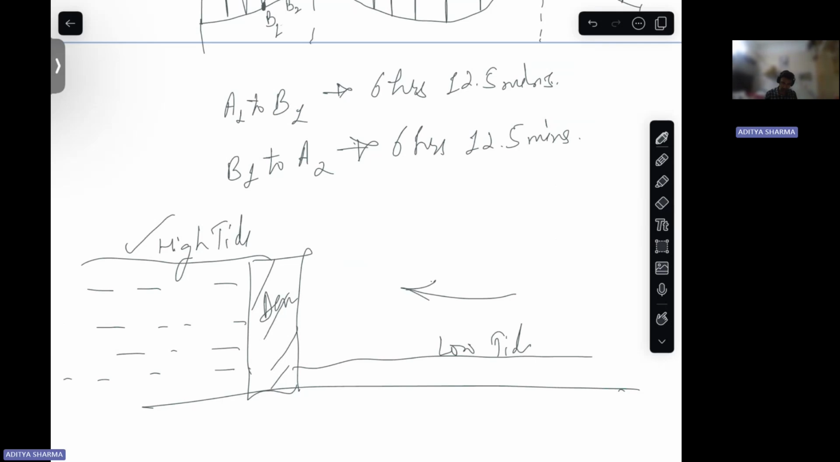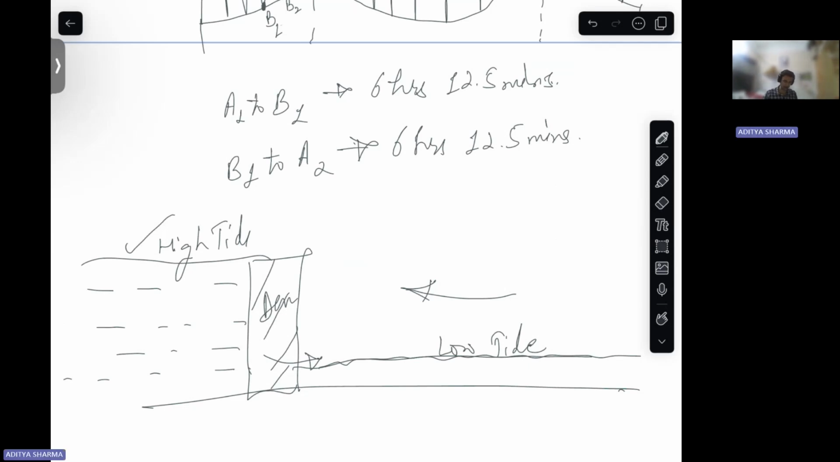Tide will come this way. At high tide, this dam will get filled, and at low tide, the water will recede, and the water will be at the level of your low tide. In that case, you release the water from your dam and harness its potential energy.